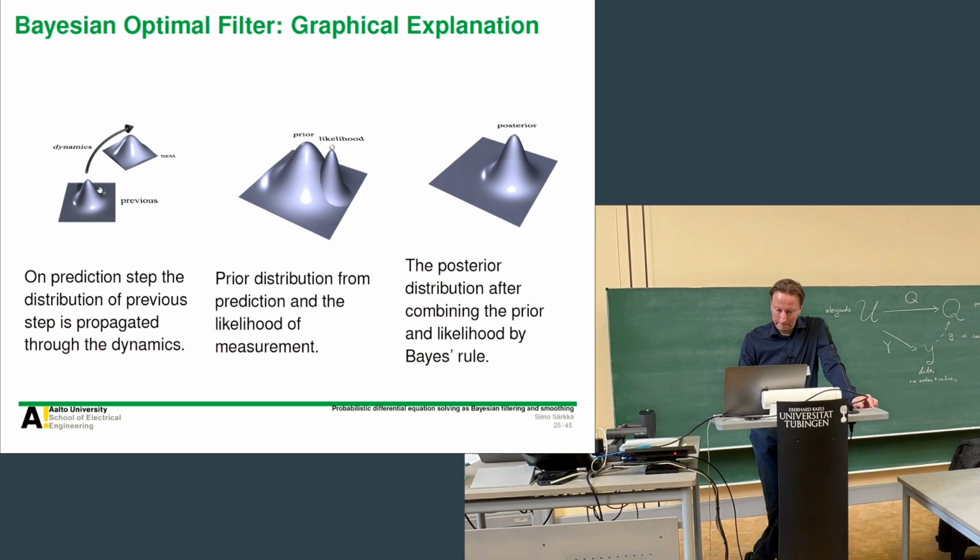So the optimal solution, or the Bayesian solution to state inference, just happens to have this kind of form. There's a prediction step which uses the dynamics, and then it's reused as a prior to the measurement step, and then you use the Bayes rule to update, and then you again form a new prior recursively and so on.